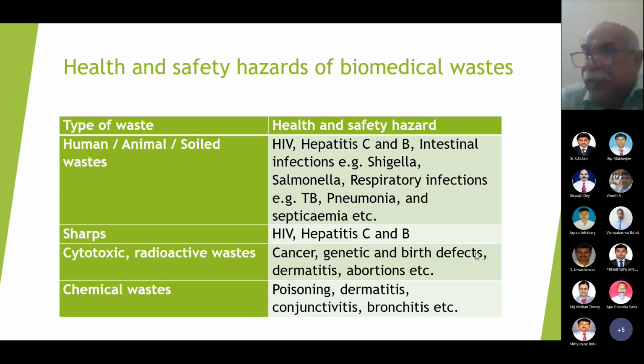They can cause acute poisoning as well as skin infections also. So I have just given you key health and safety hazards which can occur because of the biomedical waste. These are the common types of infections as well as the diseases which can be caused. So you can see right from the cancer, birth defects, skin, lungs, as well as the serious infections of the intestine, lungs. All these can be caused by the healthcare waste and the biomedical waste. So we have to be very careful about their handling.